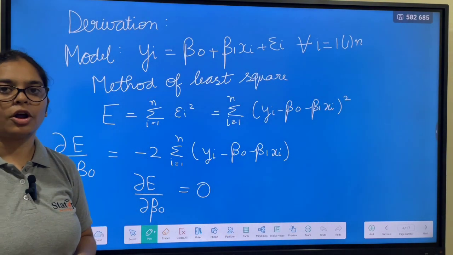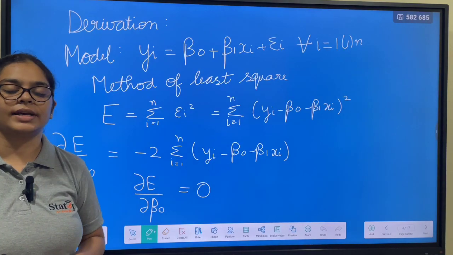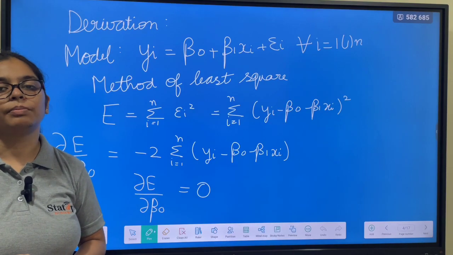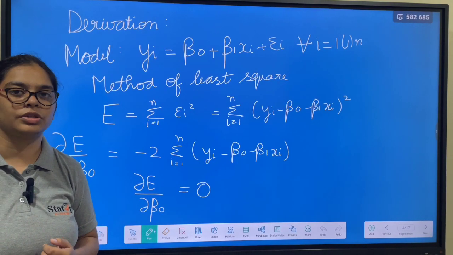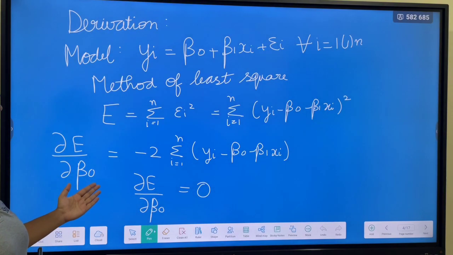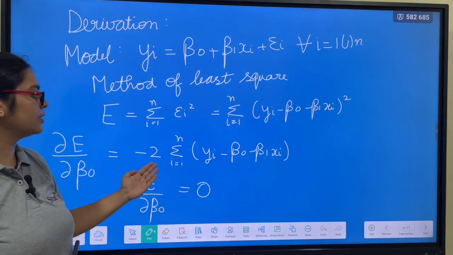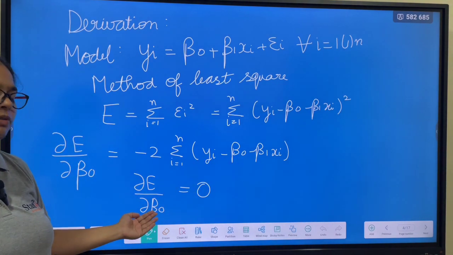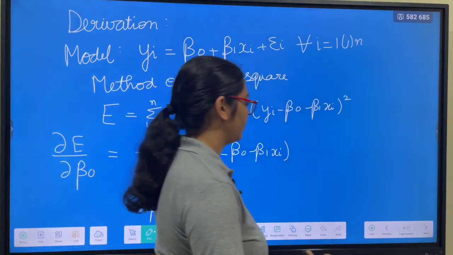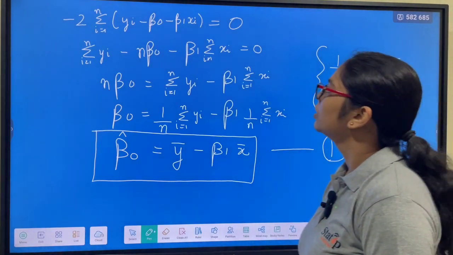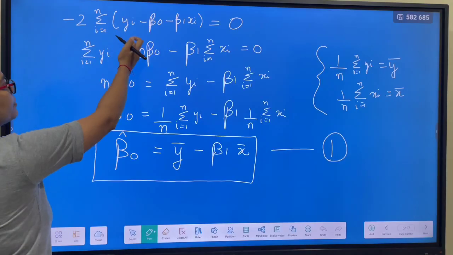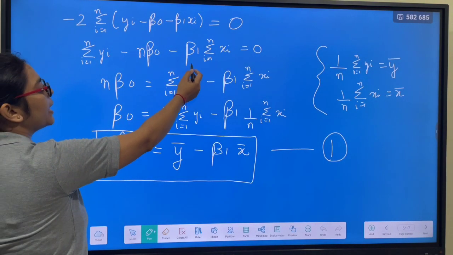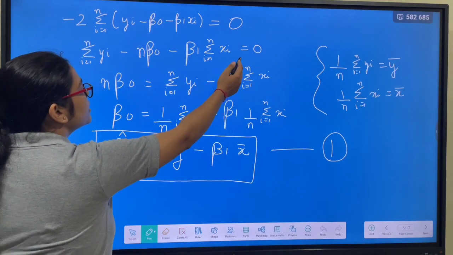Now we will take normal equations. Normal equations means to estimate the parameter, first we will differentiate it with respect to beta naught and then with respect to beta 1, and then put it equal to 0 to get our estimator. So first we have differentiated it with respect to beta naught, and we will get minus 2 summation i goes from 1 to n of yi minus beta naught minus beta 1 xi. Next we will put this equal to 0. After putting it equal to 0 and taking summation inside, we will get summation i goes from 1 to n yi minus n beta naught minus beta 1 summation xi is equal to 0.